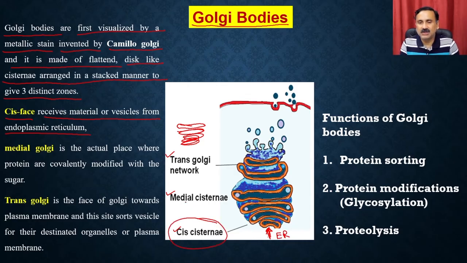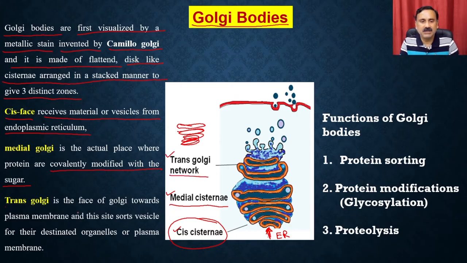Whereas the middle portion is called the medial Golgi, where you are going to have all the processing. It is going to have the covalent modification with sugar, right? So it is going to do different types of glycosylations and all those kinds of modifications. And then the top portion, what you see here, is the trans Golgi.